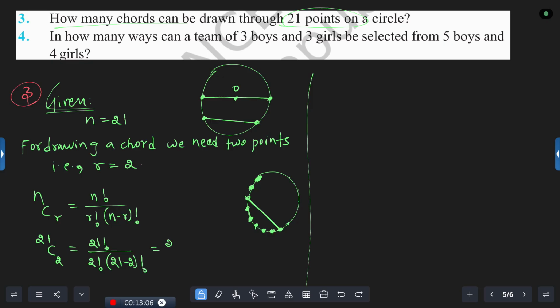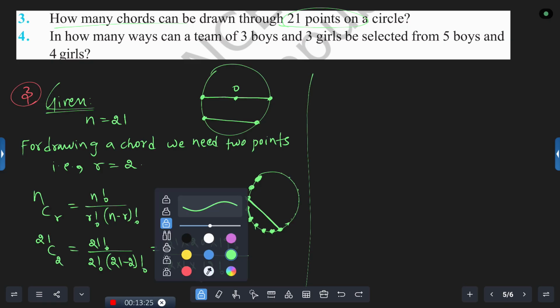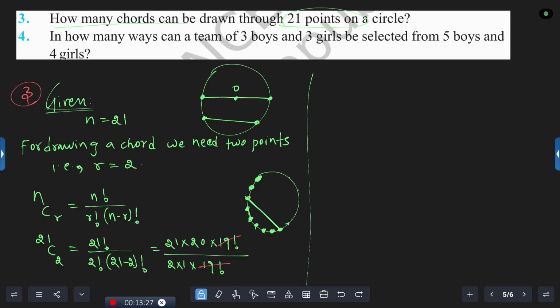That is 21 into 21 minus 2, what, Raja? 19. Am I right? Then till 19 you write 21, 20, 19 factorial divided by 2 factorial, which is 2 into 1, multiplied by 21 minus 2, that is 19 factorial. So directly the 19 factorial we can cancel. Okay, then what am I getting?